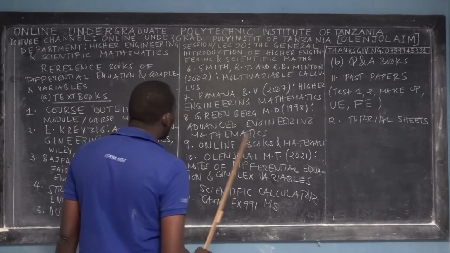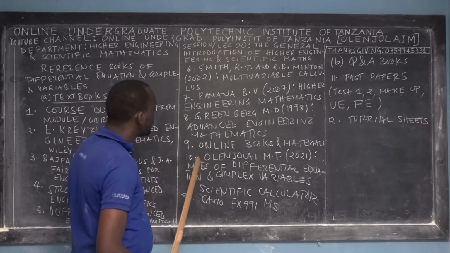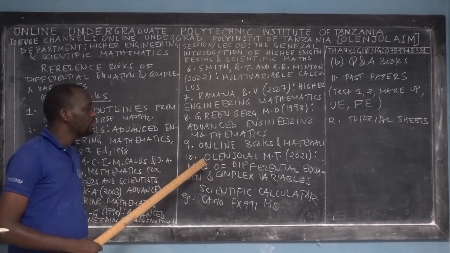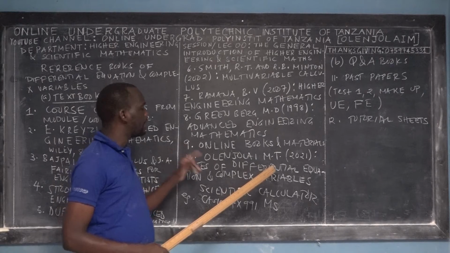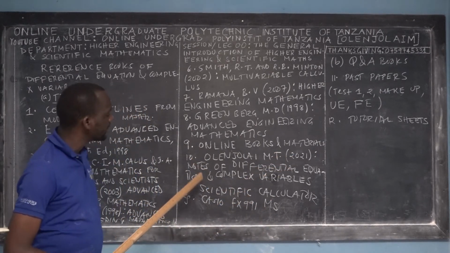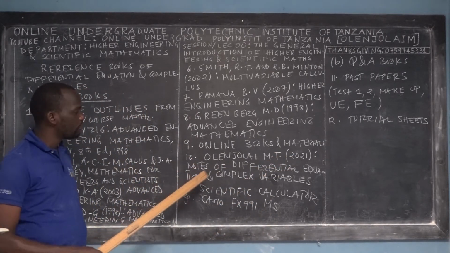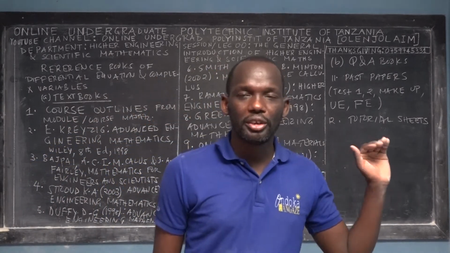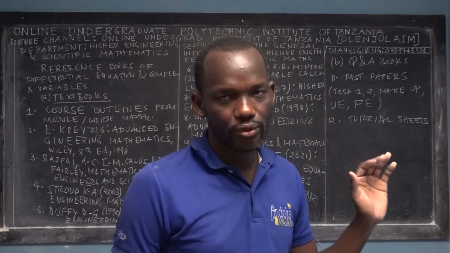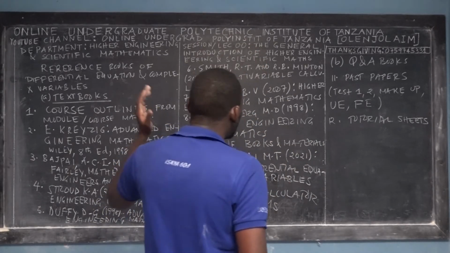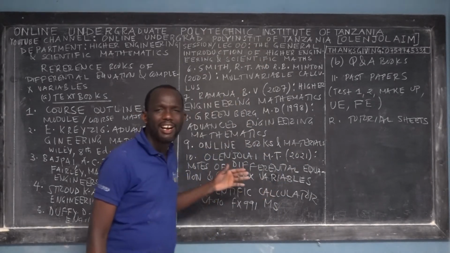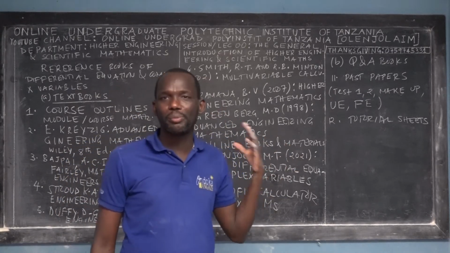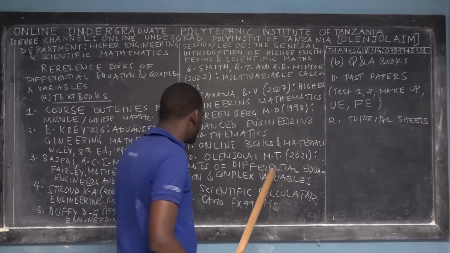You can also use online books and materials. This is recommended now: you can use Olenjolai M.T. of 2021, Notes of Differential Equations and Complex Variables, which I'll be using when I'll be teaching you in each lecture. From lecture 1 onwards, we might even have more than 40 lectures in differential equations and complex variables, because you have to cover a lot of stuff.